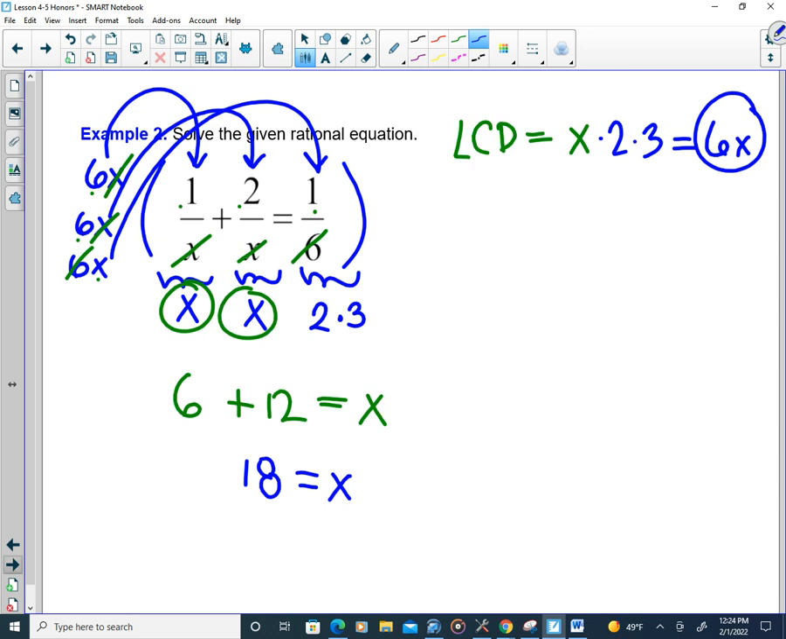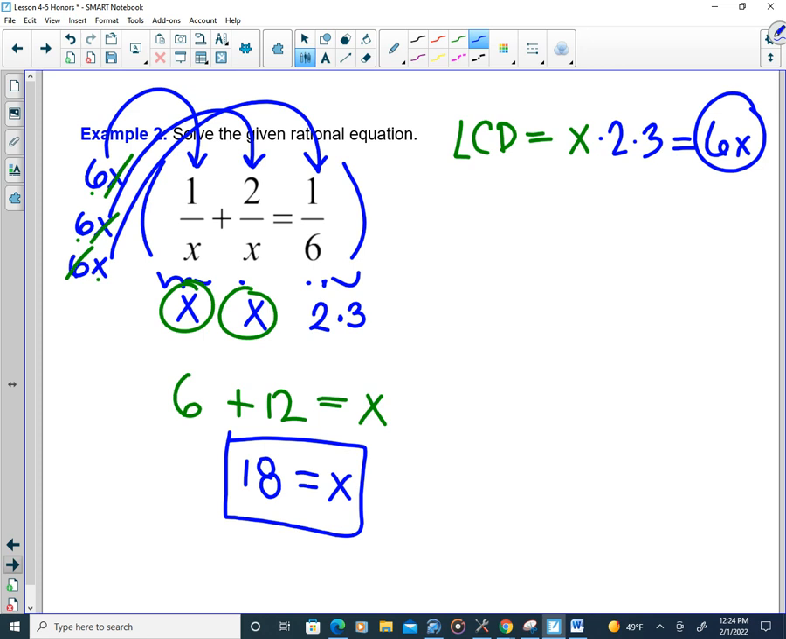Now the last one, I didn't check my answer because I didn't need to. But anytime you have x in your denominator, you got to check your answer. You got to make sure the answer that you get doesn't make your denominators equal to 0. So our original denominator was x. If I plug 18 back in for x, that's not 0, so that's fine. If I plug 18 here, that's not 0. As long as the denominator is not 0, we're good. So our answer is x equals 18.